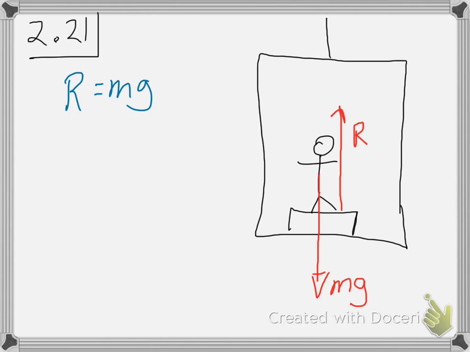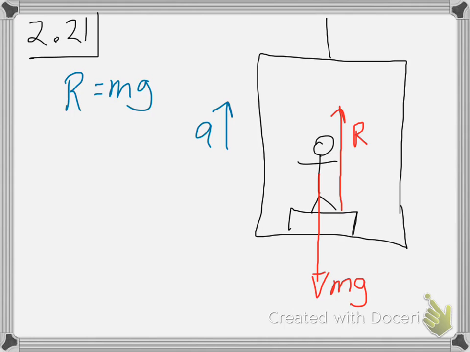However, when the elevator is accelerating, that's when things change. And what's really critical here is the direction that it's accelerating. So if the elevator is accelerating upward, then R has to be larger than mg in order for there to be a net upward force and therefore an upward acceleration.